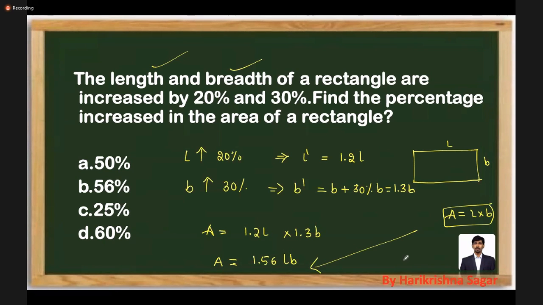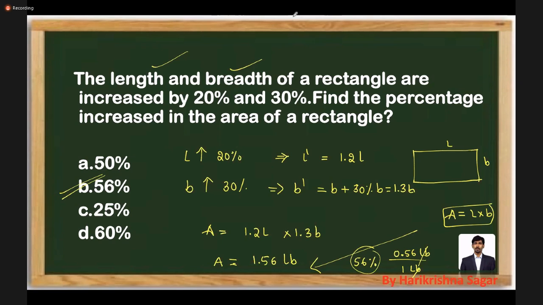So initial area is LB, final area is 1.56 LB. How to find out the percentage increase? On top of 1 LB, there is an increase of 0.56 LB. So LB cancels, 56 by 100 is nothing but 56 percentage. So the percentage increase is going to be 56 percentage.